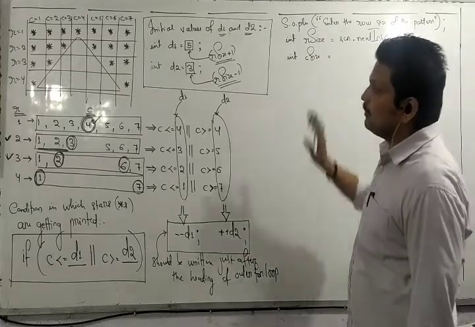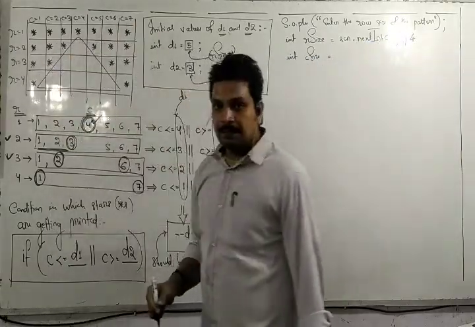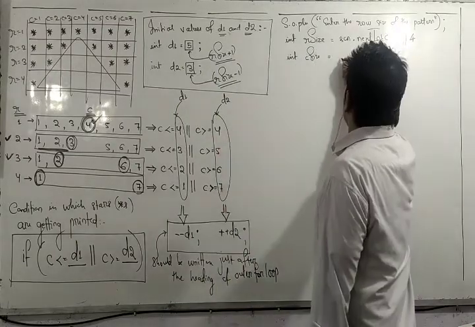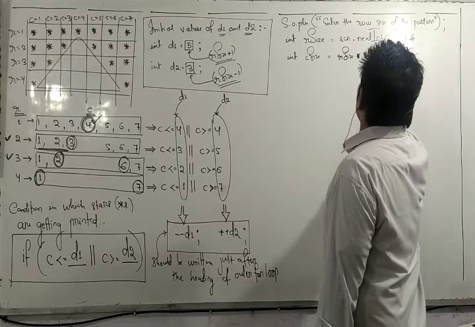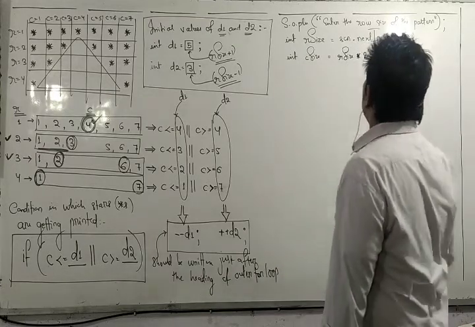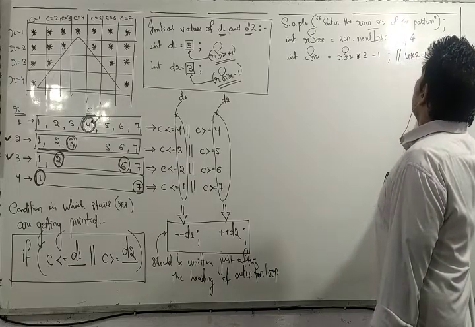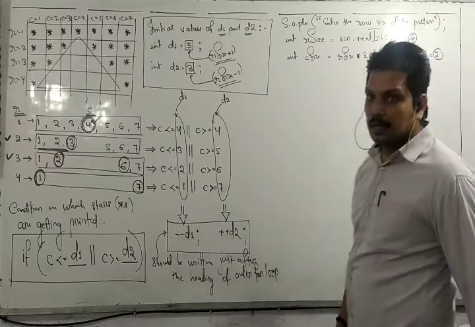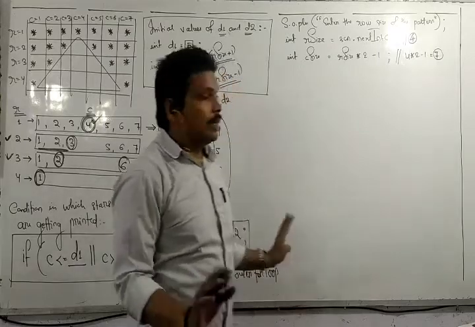If R size is 4, how to bring 7? 4 2s are 8 minus 1. So we will write here R size into 2 minus 1. So it will become 4 into 2 minus 1, that is equal to 7. Clear? So the row size is 4 and the column size becomes 7.